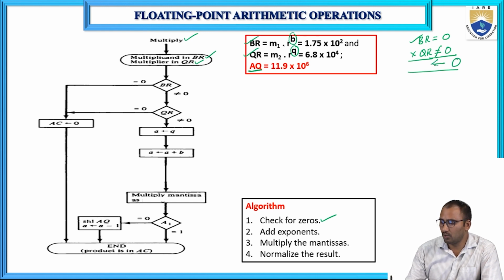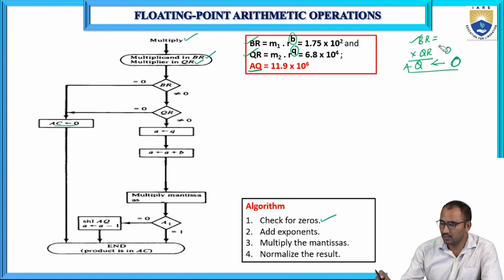The result will be stored in AQ, so that means the result is 0. If BR is equal to 0, the result is 0. That's why the accumulator stores the value 0, and the operation ends. Nothing more to do: if any one of the values is 0, the operation ends. Suppose BR is not equal to 0, then we have to check the QR.